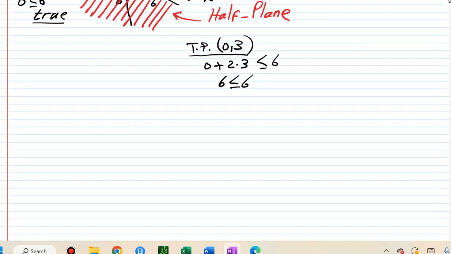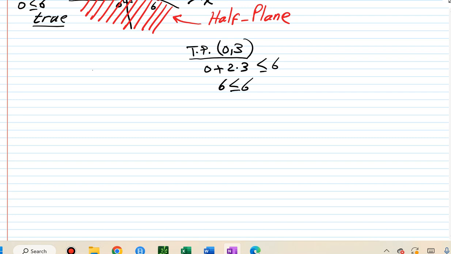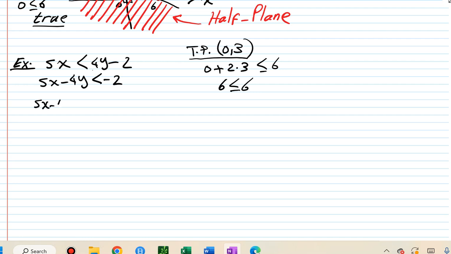Now let's take a look at another linear inequality. This next example, suppose I want to do 5x less than. This time I'm not going to go less than or equal, we're just going to go less than. And I'm going to bring the 4y to the other side, turn it into standard form. That's optional. And then I'm going to do this as if it's an equality, regardless of the inequality.